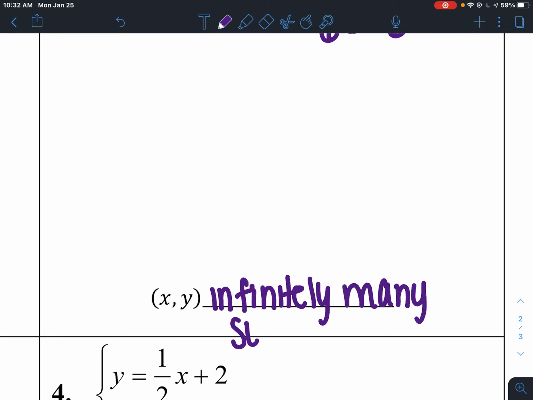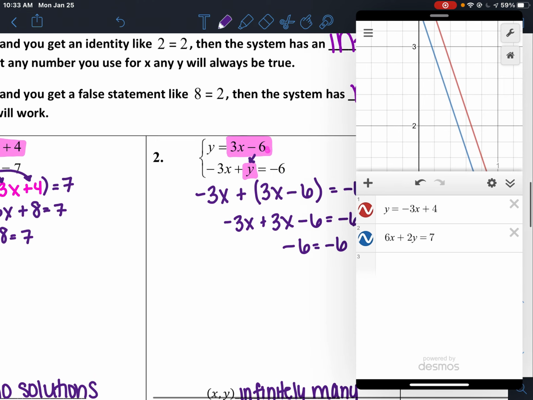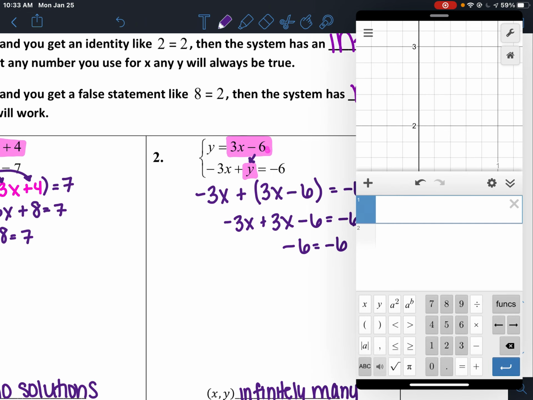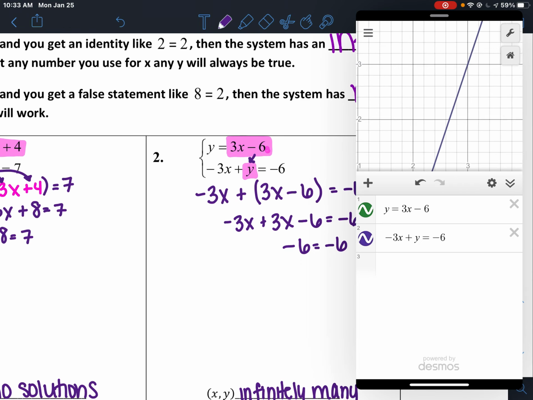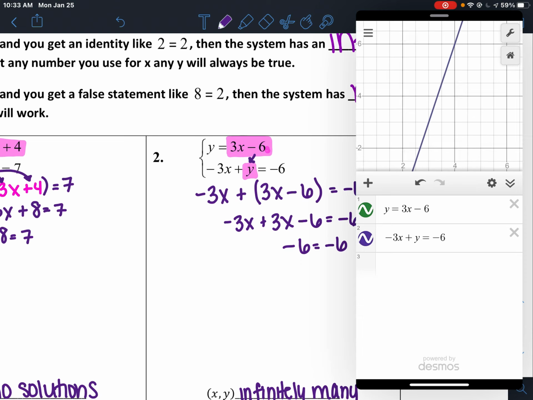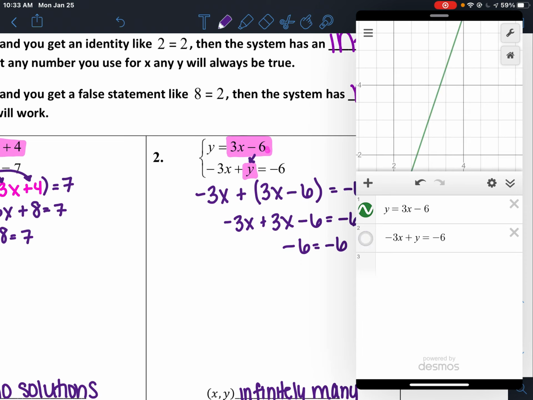If I were to graph this, let's see what it looks like. So we'll clear those. y equals 3x minus 6, and negative 3x plus y equals negative 6. Okay, let's zoom out. All right, and it looks like we only have one line here, but if I get rid of the purple line, there's the green. See, they are the same exact line. So that means that every x value, they share a y value.